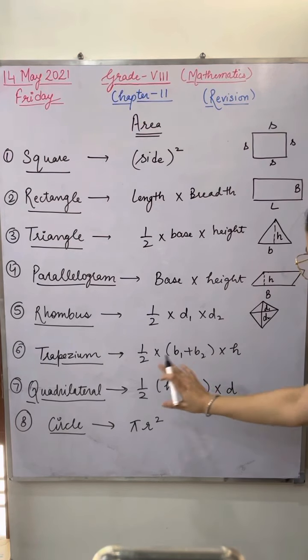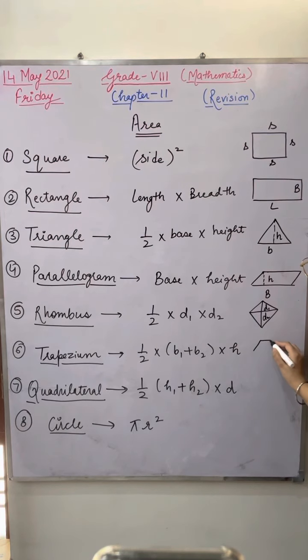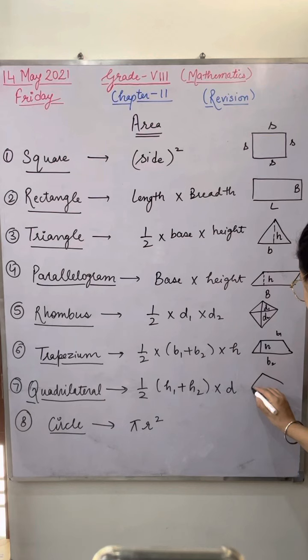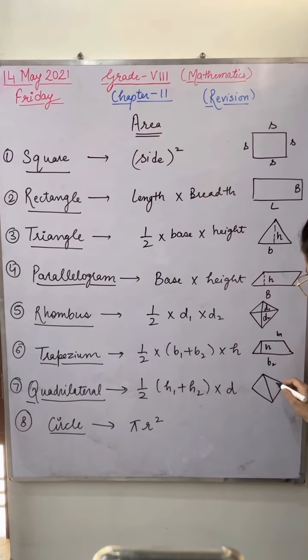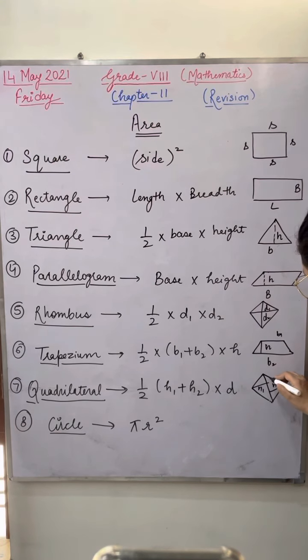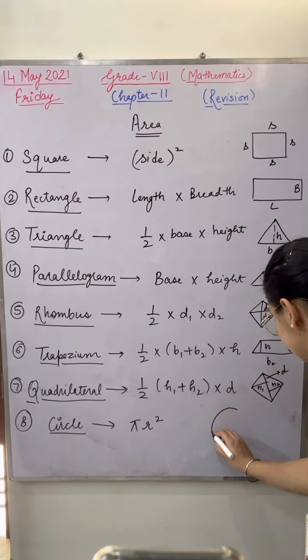Okay, Hardik. Trapezium. Trapezium is this. We have discussed the formula of trapezium so many times. This can be B1, this will be B2 and this will be the height. Then quadrilateral. A quadrilateral can be any four-sided shape. This is the diagonal D. This will be the height H1 and this will be the height H2. Then circle. This is a circle.